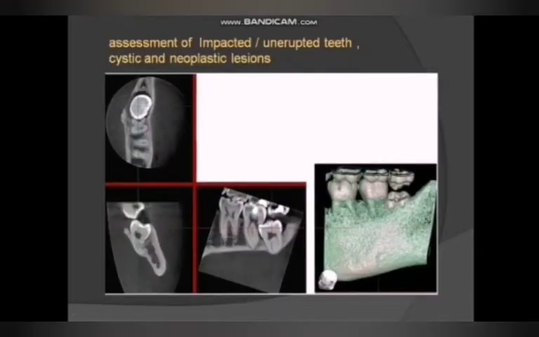The second most commonly used is the assessment of impacted unerupted teeth, cystic and neoplastic lesions. This figure is showing a non-erupted lower third molar, which causes an extensive resorption of the distal root of the adjacent second molar. The benefit of using CBCT is to see the proximity of this impacted tooth to adjacent anatomical structures like the inferior alveolar nerve.